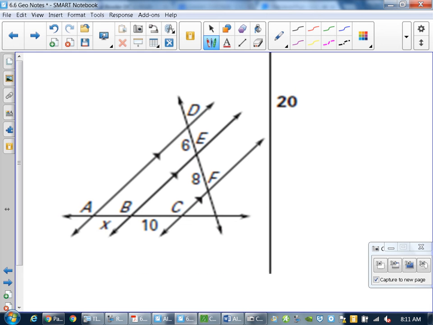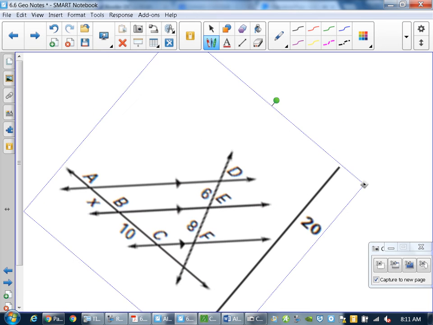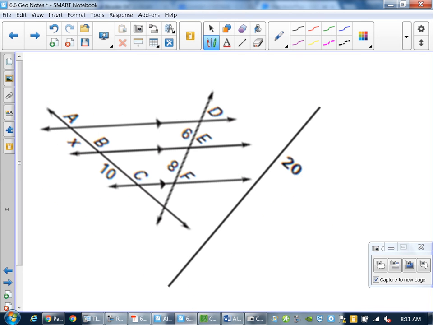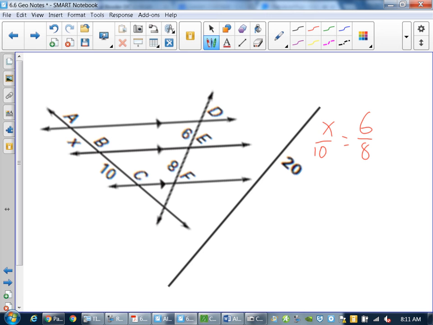If I look at it and just tilt it this way by turning my paper, can I do x over 10 is 6 over 8? Yes. Or could I have done 10 over x is 8 over 6? Yes. As long as you're consistent with what direction you're going, you're fine. So x over 10 is 6 over 8. Cross multiply. 8x is 60. So it'll be 30 over 4. What do we get here? 7.5? Yeah. There you go.